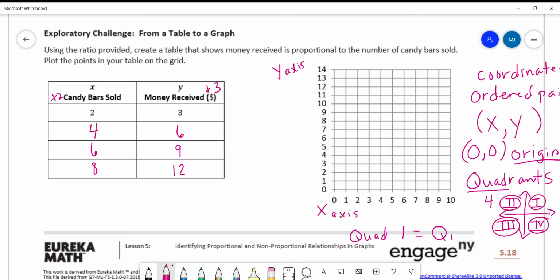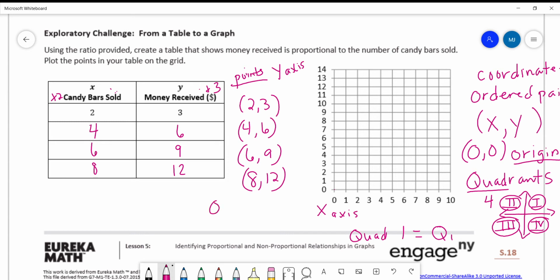We're going to go over to our graph now, and we're going to put these down as points. So let's write them as points first. So this would be X, and this is Y, so these numbers need to come first, and Y's need to come second. So this one would be (2, 3), (4, 6), (6, 9), and (8, 12). Again, these are called ordered pairs.